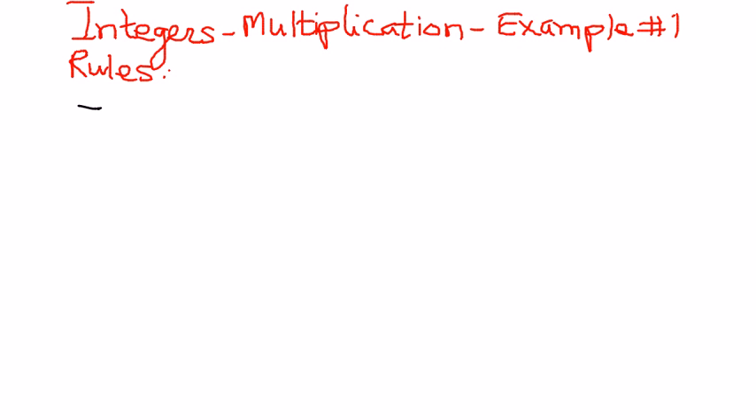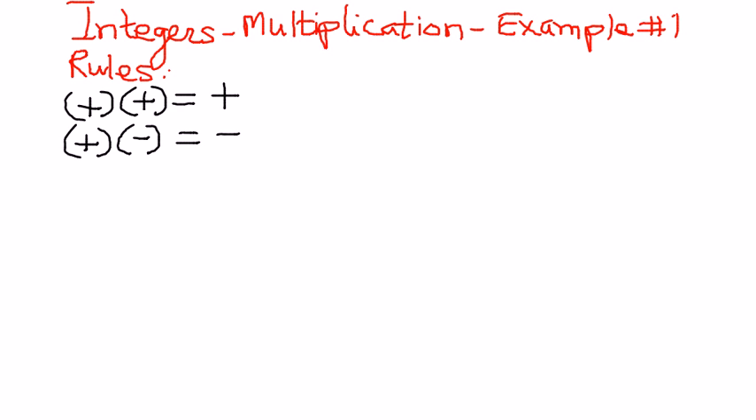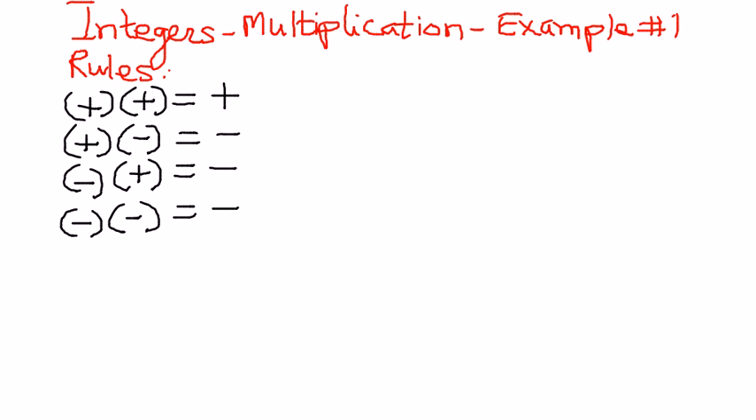If we have a positive number and that number is multiplied by another positive number, the result is always going to be a positive number. If we have a positive number multiplied by a negative number, the result is always going to be a negative number. If we have a negative number multiplied by a positive number, the result is always going to be a negative number. If we have a negative number multiplied by another negative number, the result is always going to be a positive number.